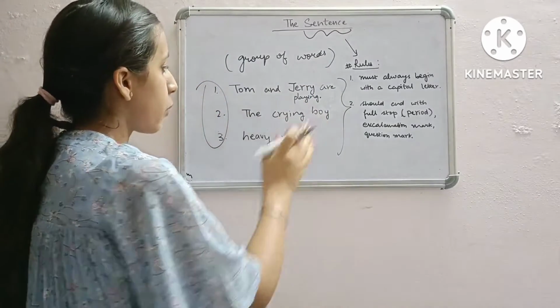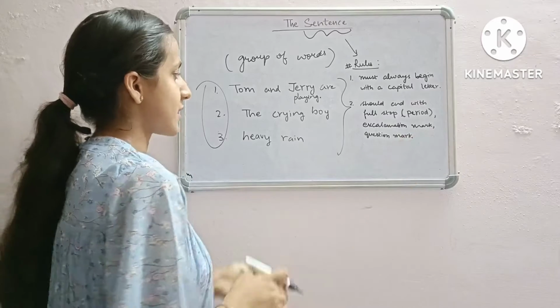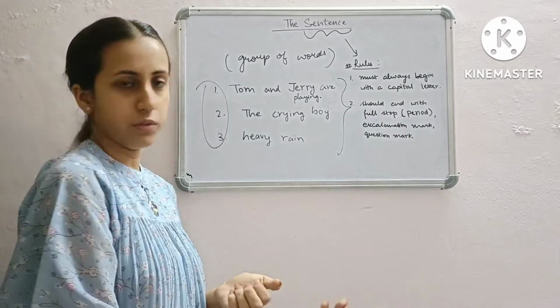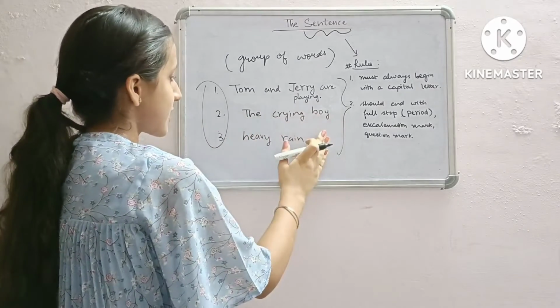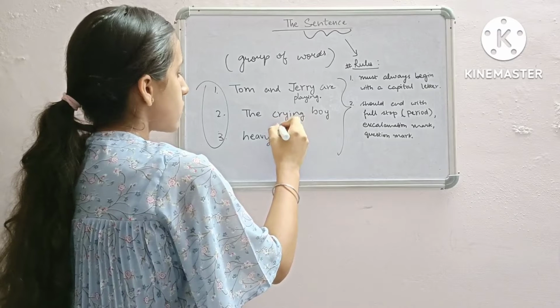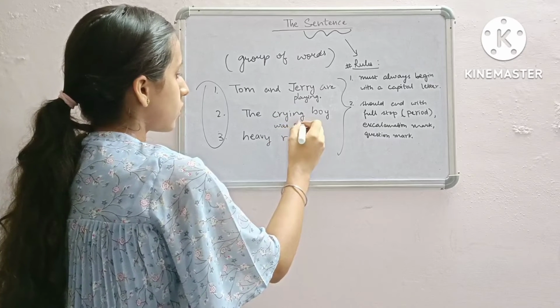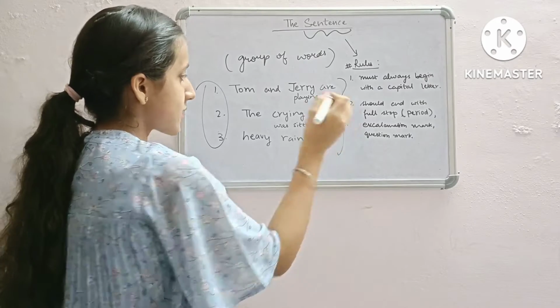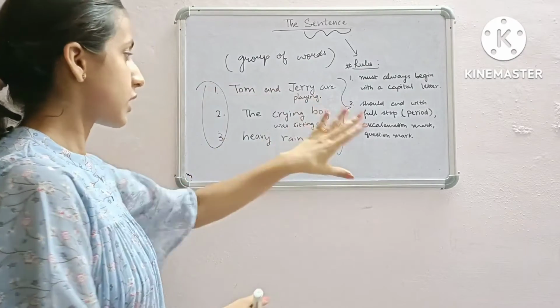Second one, the crying boy. Now, this is not a complete sentence. It's just a phrase, a simple group of words. So when you want to make it a sentence, what do you say? We say the crying boy was sitting on the desk. Again, the rule is being obeyed.